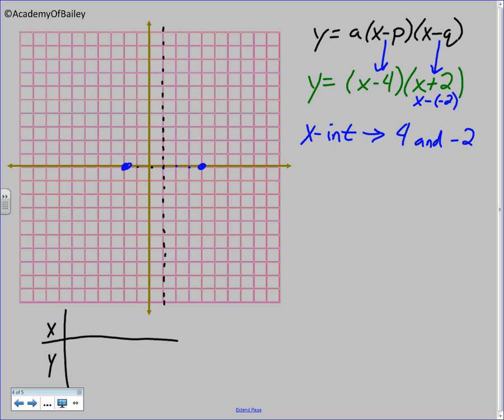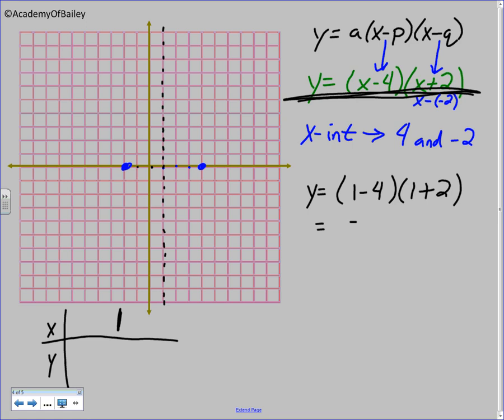The vertex is going to be a +1. So now we need to figure out what the y value is. And we go back to this original equation to do that. Y is equal to, well, we said the axis of symmetry was down here. X would be +1, so let's plug 1 in for x, and plug 1 in for x again. 1 minus 4 is -3. 1 plus 2 is 3. And so therefore y must equal -9.